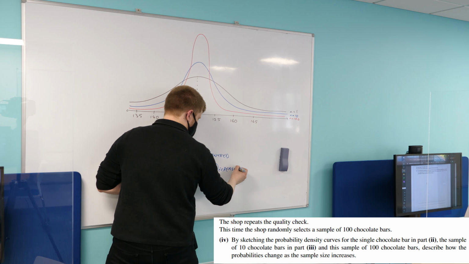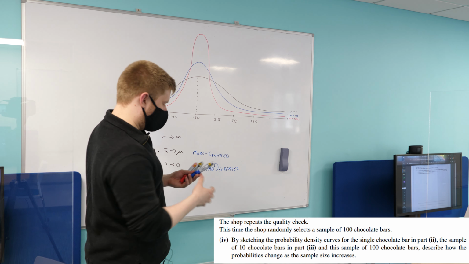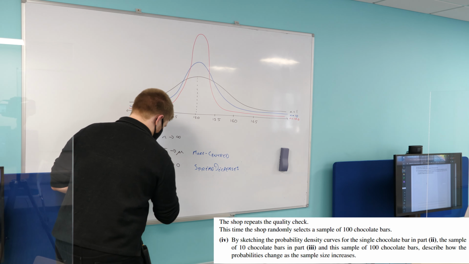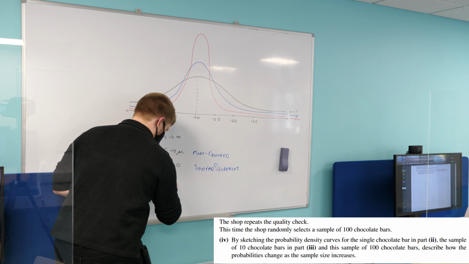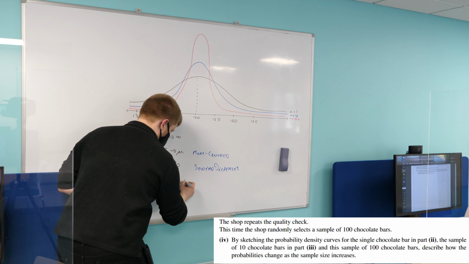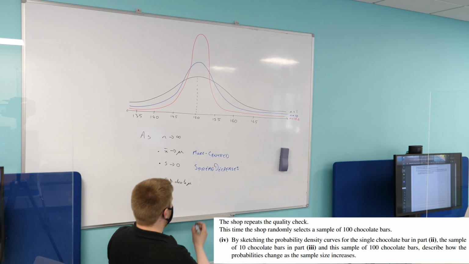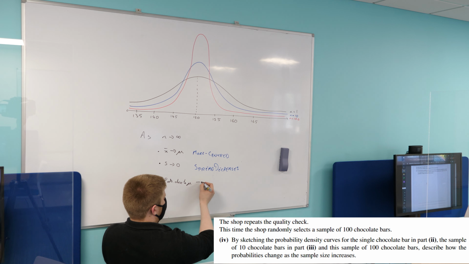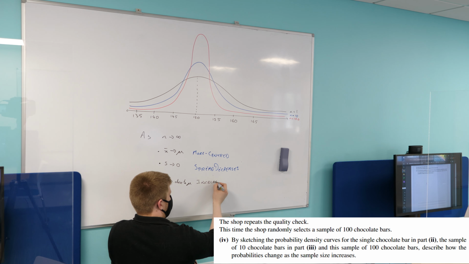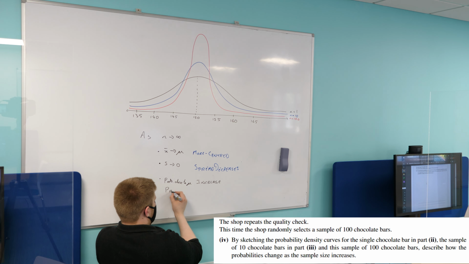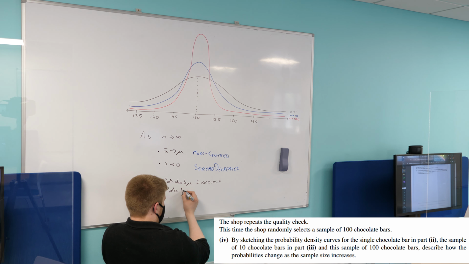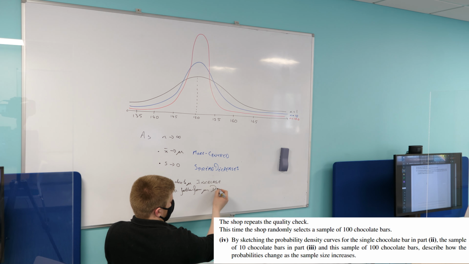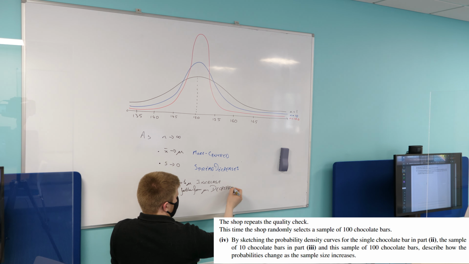What this means, from a practical point of view, thinking about probabilities, is that probabilities close to the mean increase. Probabilities further from the mean decrease. All right.